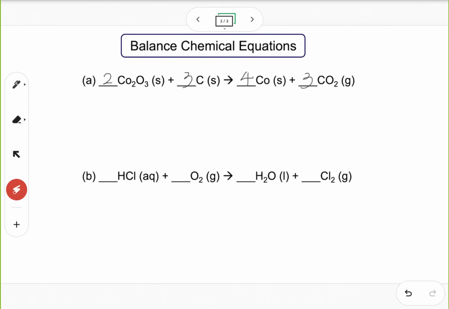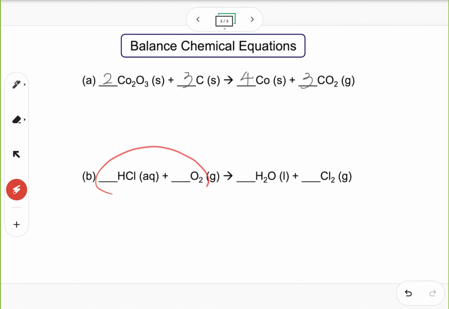Now, the second equation. As you can see, this is aq. This is the hydrochloric acid. Aq means an aqueous solution of hydrochloric acid. And here, l means this is just liquid water. Now, how do we balance it? If you want to start from the most complicated molecule, to me, maybe this one, water, has 3 atoms. So you can start from water. Now, you have 2 hydrogens and 1 oxygen here.